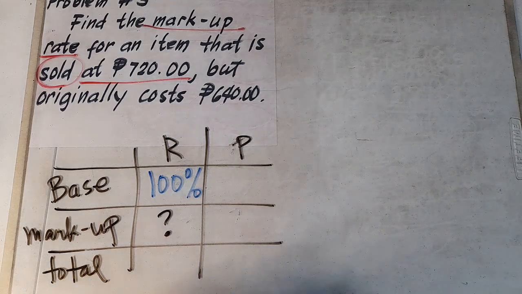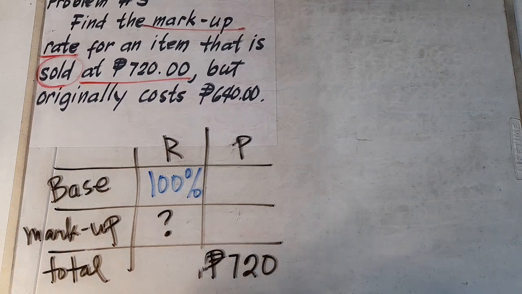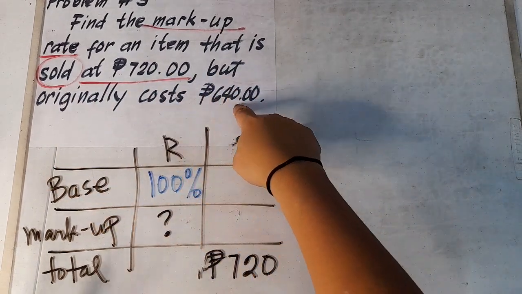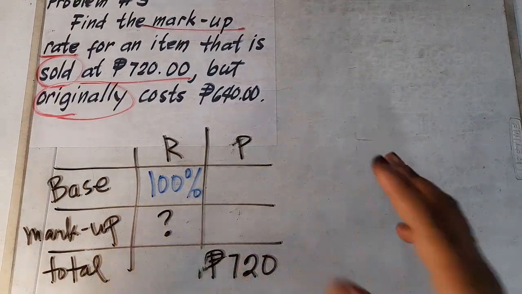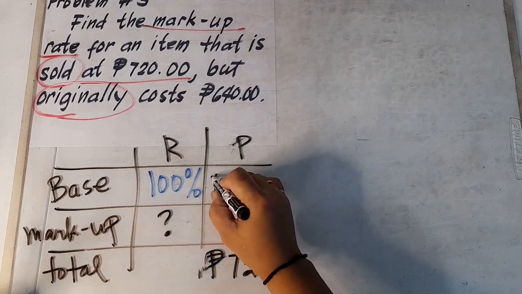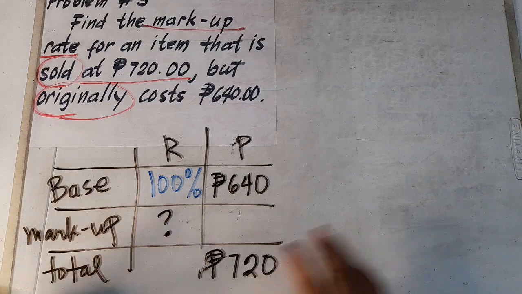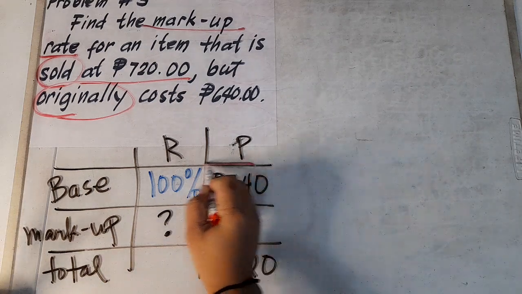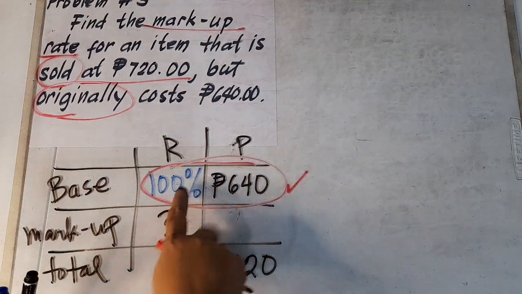Percentage. So, we'll have 720 here. Okay, 720. Next, but originally costs 640 pesos. So, nandoon na yung salitang originally. So, that means original yan, it's the base. So, it's 640 here. Now, tingnan natin yung problem. Ang usapan natin ay, ang kukunin natin ay horizontal. So, there's no question about the fact na yung base row kukunin natin. Bakit? Kasi parehong may values.